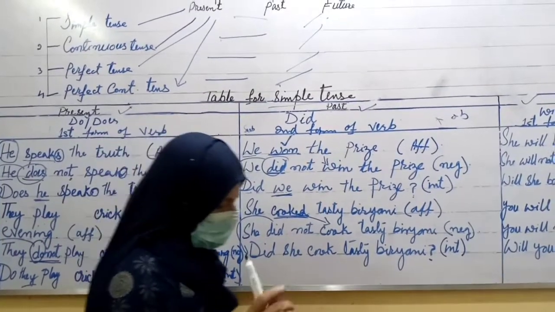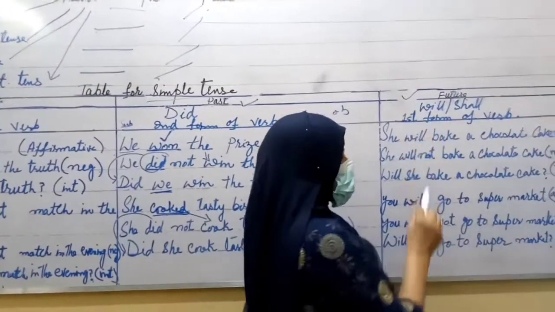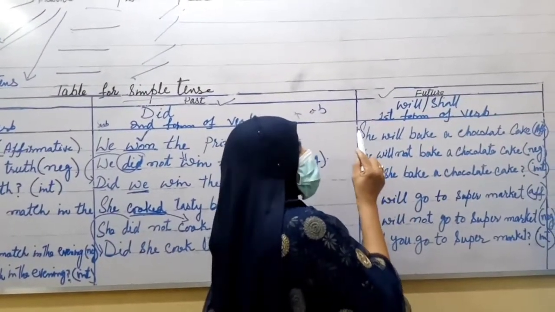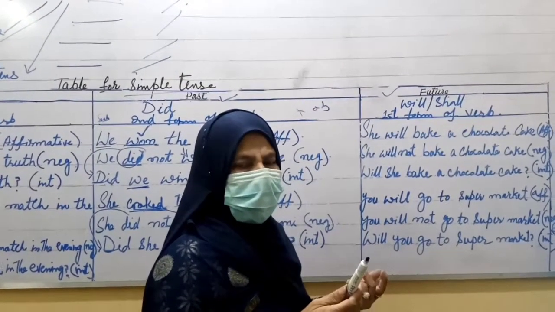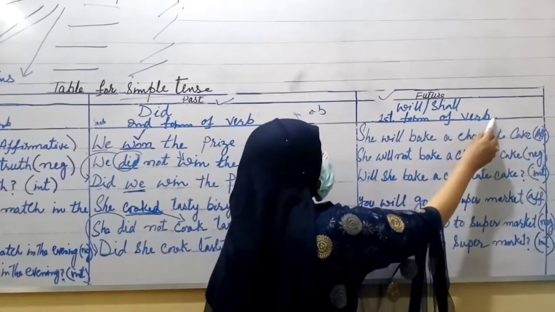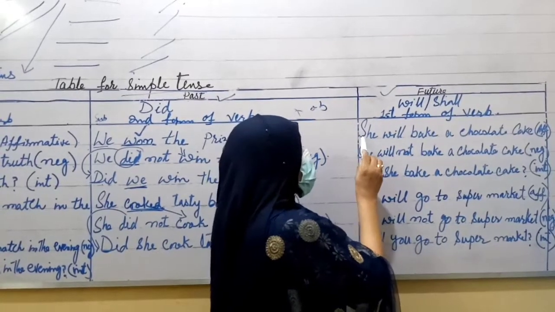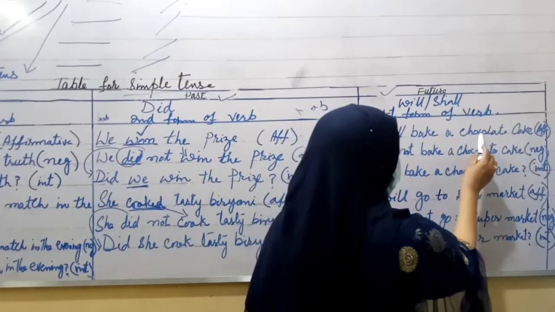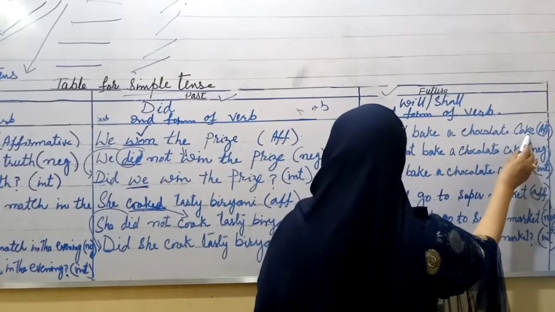And sign of interrogation. Right? Okay, beta. Let's move towards the future simple tense. The structure of future simple tense: obviously first we will write the subject, then the helping verb will or shall, then the first form of verb. So look at example number 1. She will bake a chocolate cake.